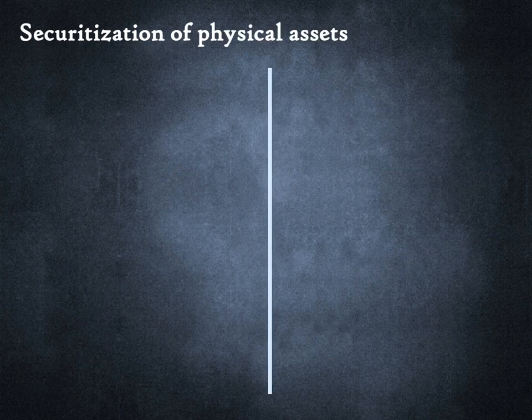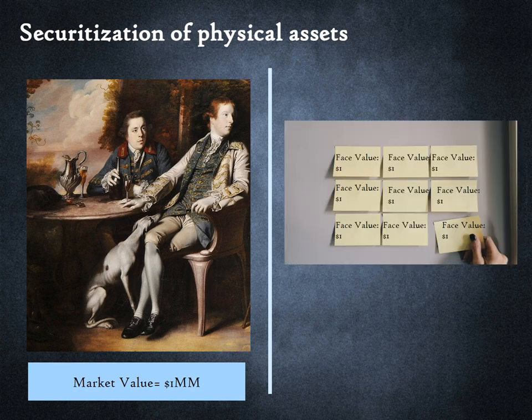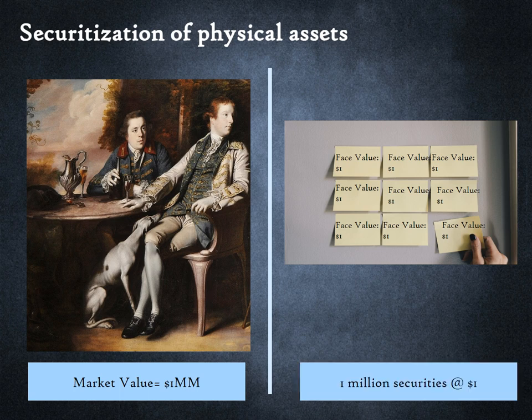But what about physical assets? Consider a painting that is priced at $1 million. Few people can buy this and display it in their living rooms. However, an entrepreneur buys the painting and creates a financial instrument whose value is derived from the value of the painting. He issues 1 million such instruments at $1 each. The funds thus raised finance the purchase of the painting.